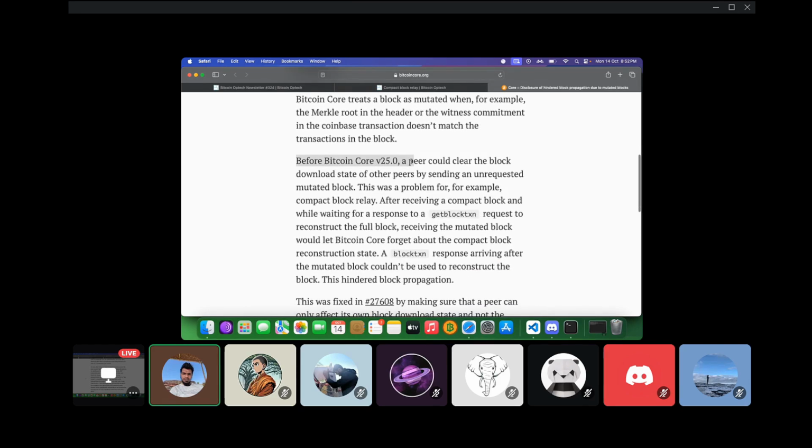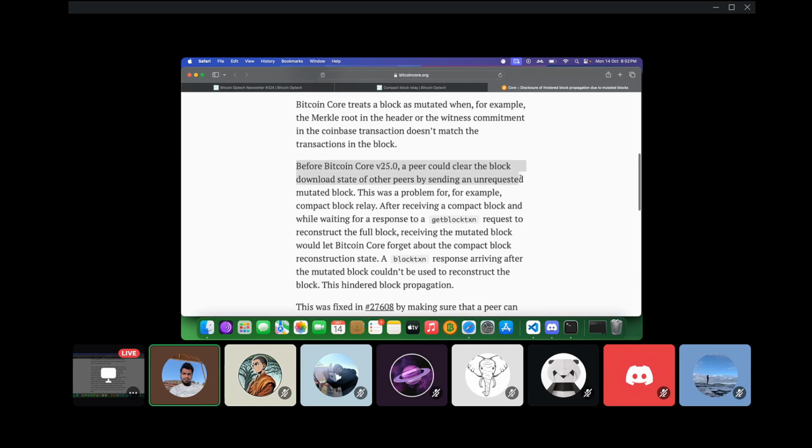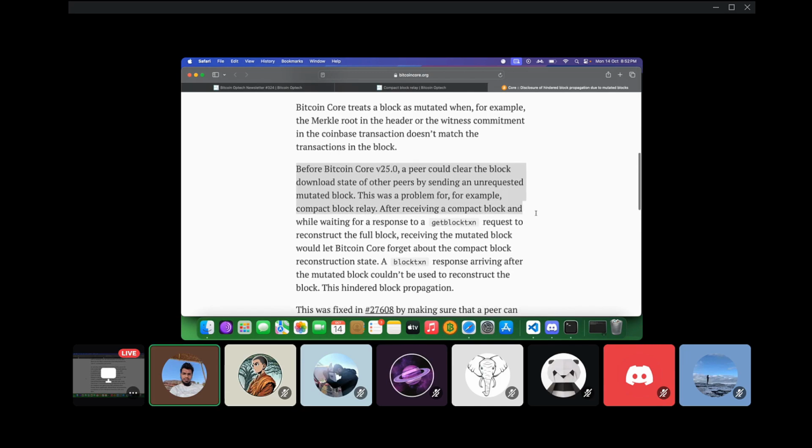Before Bitcoin Core version 25.0, a peer could clear the block download state of other peers by sending an unrequested mutated block. This was a problem for, for example, compact block relay. After receiving a compact block and while waiting for a response to a get block transaction request to reconstruct the full block, receiving the mutated block would let Bitcoin Core forget about the compact block reconstruction state. A block transaction response arriving after the mutated block couldn't be used to reconstruct the block. This hindered block propagation.